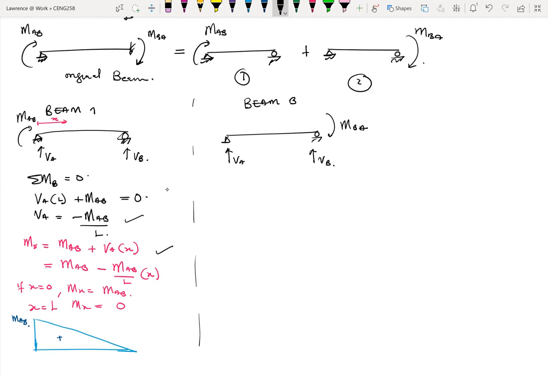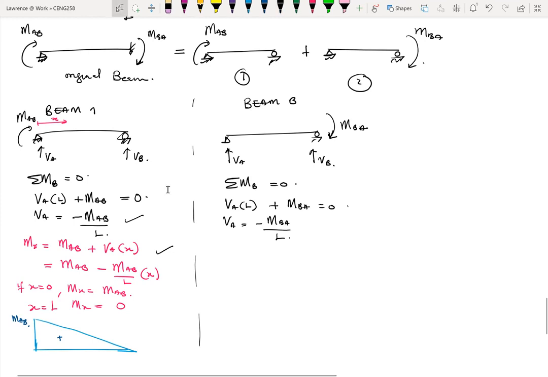So for beam B, let's also say summation of moments about B equals 0. So our equation will be VA times L plus MBA equals 0. Okay, they both will go in the clockwise direction. So that's how come the equation has a plus in there. Then if you make VA the subject, you get minus MBA over L. So now we know what VA is.